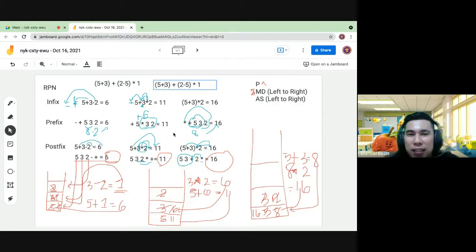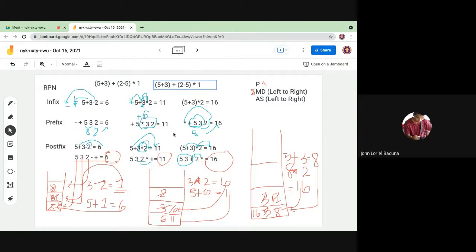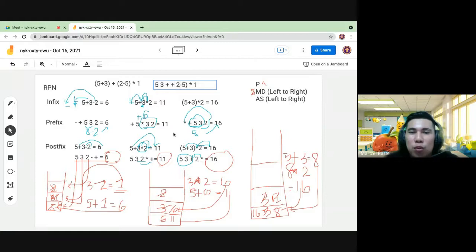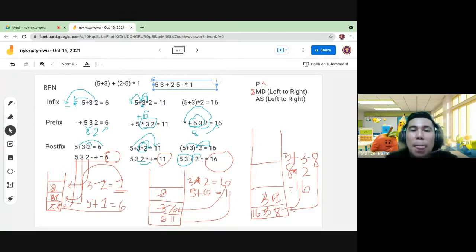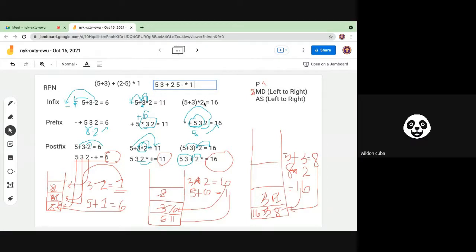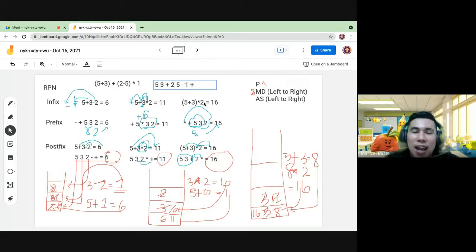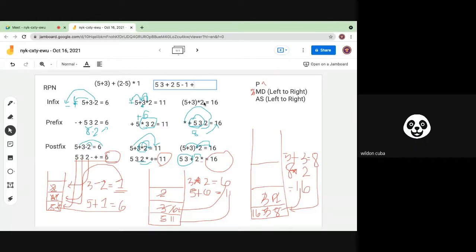I-move nimo ang parenthesis first, tama? Yes, sir. Unsa 5, 3, plus. So, 5, 3, plus. Okay, and then 2, 5, minus. Okay, ang then plus. Okay, so ang plus, asa man ni mabutang? Dulo, sir. Dira.